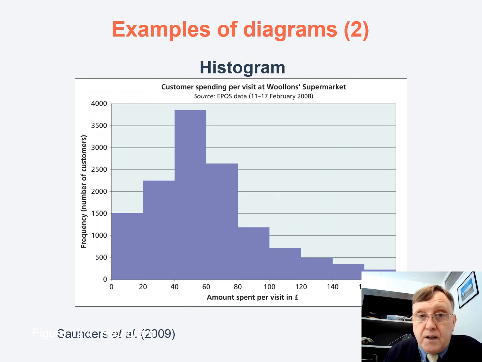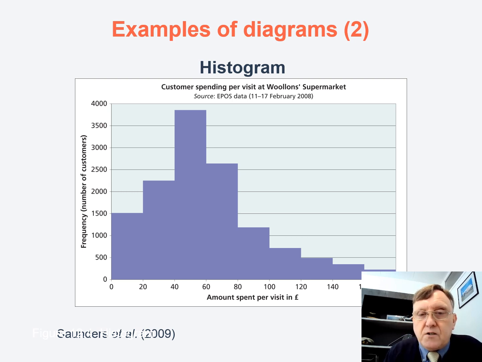Histogram, so in this here, customer spending per visit at a particular supermarket. So we can see the frequency, in other words, the number of customers, the more customers, and the amount that they would spend. So the majority of customers here, which seems to be around the 3,900 mark, or a little bit less, spend on average £60 per visit. Whereas the frequency, the number of customers, only about 250 spend £160 per visit.